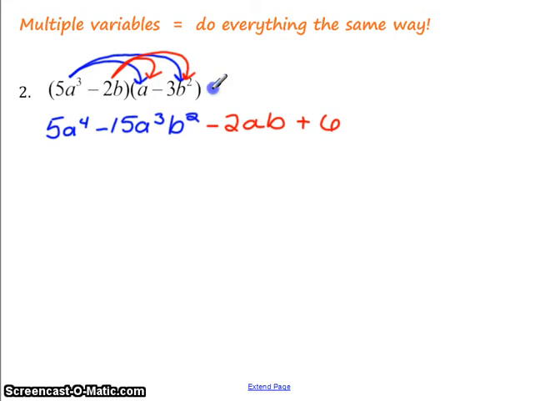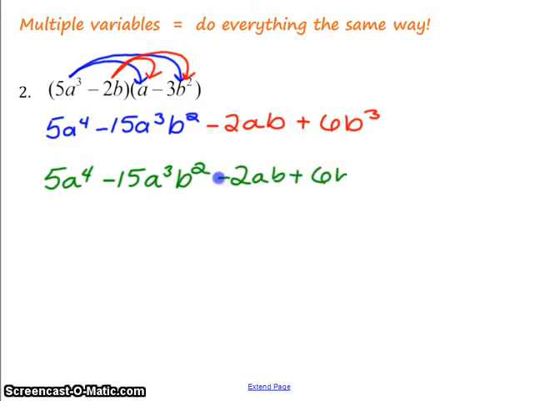And then there's a b and another 2 b's, so that makes b cubed. And in this one, there are no like terms, and there's multiple variables, so I don't need to worry about standard form. So I can just write 5a to the 4th minus 15a cubed b squared minus 2ab plus 6b cubed. And if this was in a different order, that would be okay.